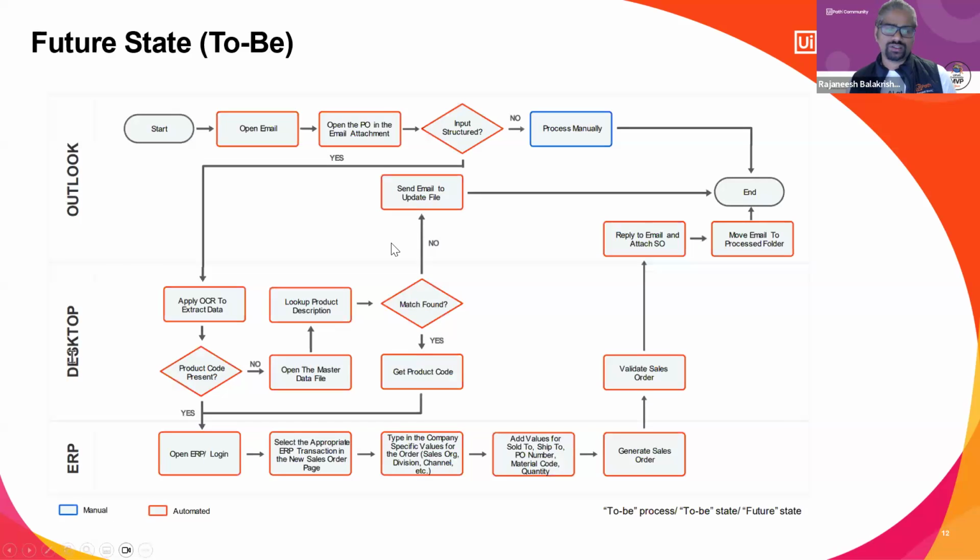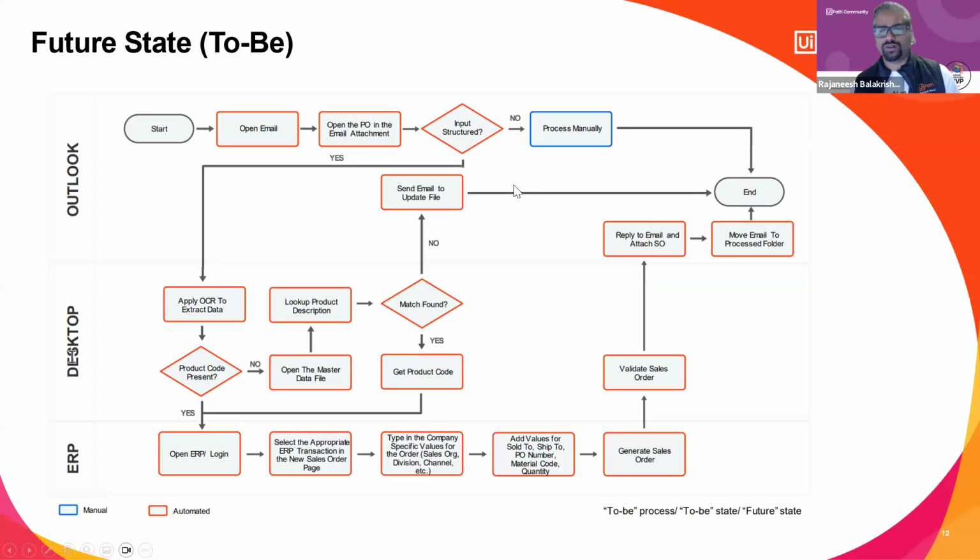And the future state: after discussing with the business stakeholders, now you go and discuss with the technical stakeholders to understand whether this process can be automated or not. You can see that all the blue color steps are manual and all the red color steps are automated, right? So all the manual steps can be automated, except if the input is not structured, then you are going to process it manually. Maybe the rate of this will be very low, maybe 1 or 2%, but more than 90% will be automated.